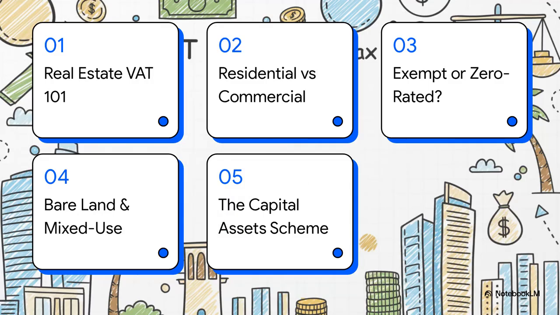So here's what we've got on the agenda. We're going to kick off with some real estate VAT 101, just the basics. Then we'll jump into the big one, residential versus commercial. After that, we'll get into the nitty-gritty of exempt or zero rated, a real exam favorite. We'll touch on bare land and mixed-use buildings, and then we'll wrap things up with the capital assets scheme.